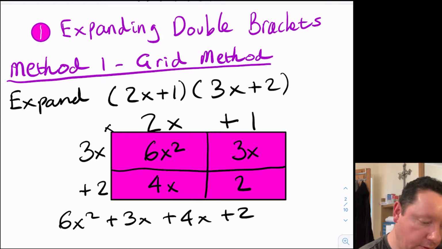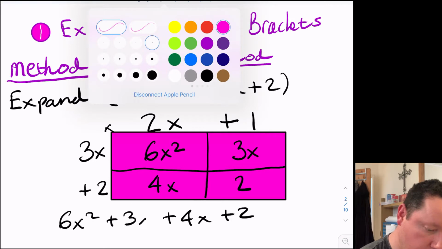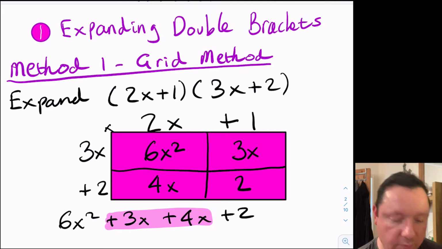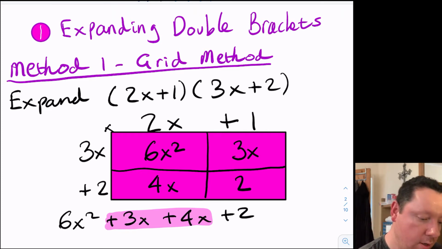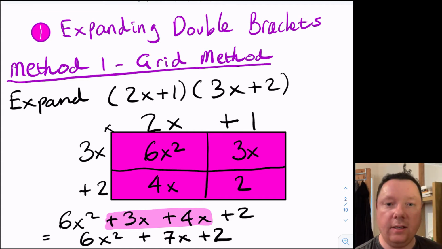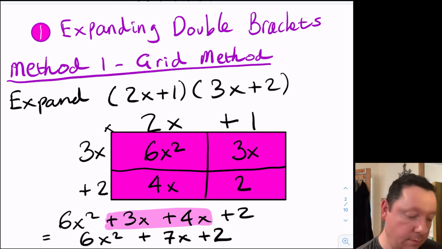And you should be able to see that these terms in the middle, the 3x and the 4x, are the same type of term, so they can be added together. So the final answer becomes 6x squared plus 7x plus 2. And that's the final answer. So that's method one, the grid method. Let's look at another method.